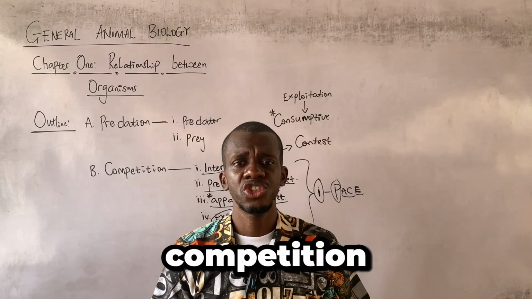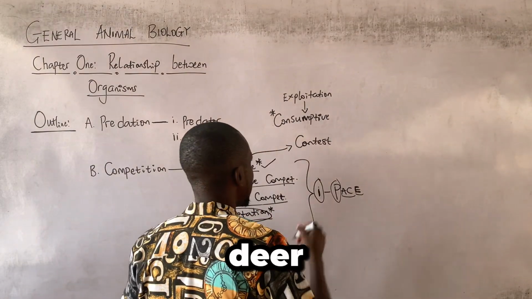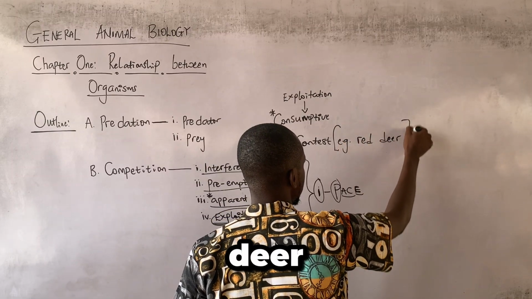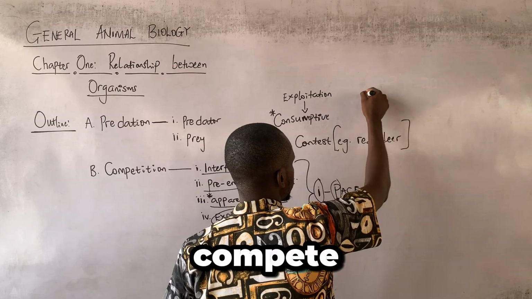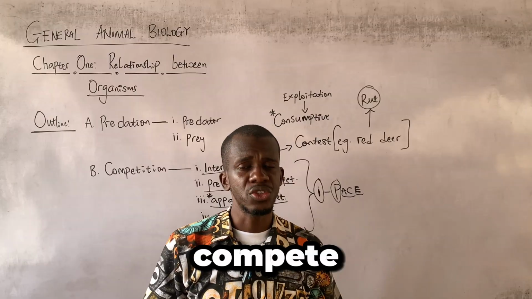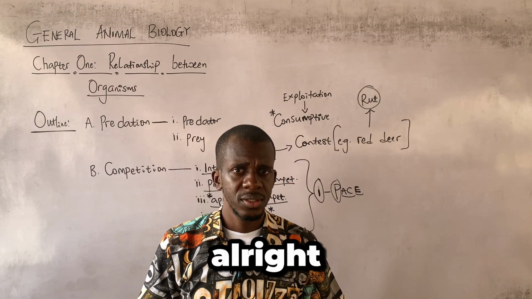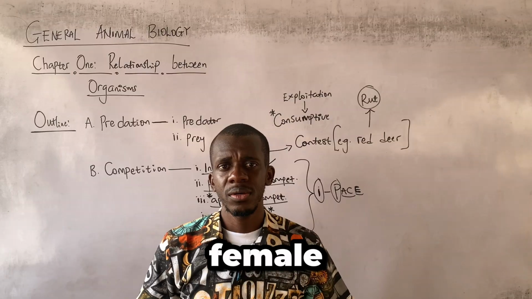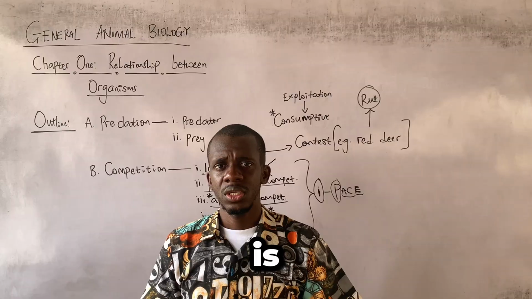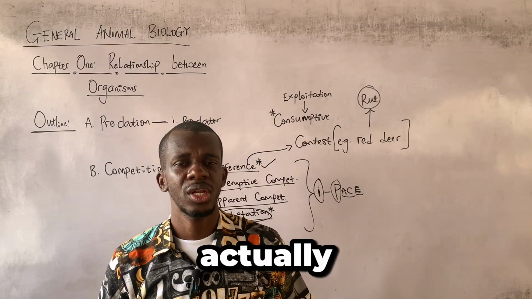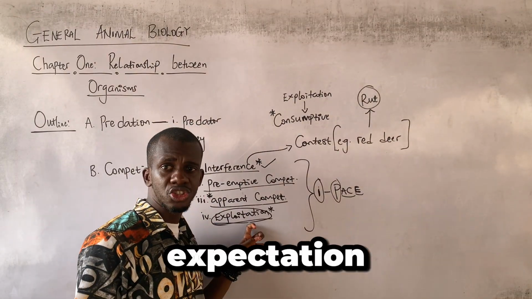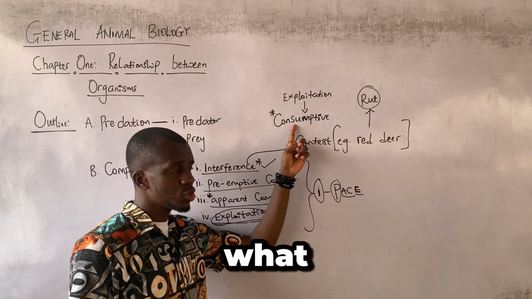We find this type of competition among the red deer. We see this type of competition in a group of animals known as the red deer. All right. Their males compete during rut. Yes. So they compete for a female mating partner. Yes, that's what we call rut. So rut is their heat period, when they actually want to reproduce. You see that? Good. So please, the exploitation competition is what we call consumptive.